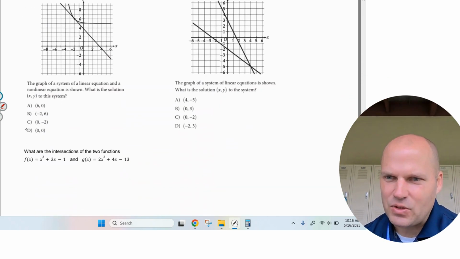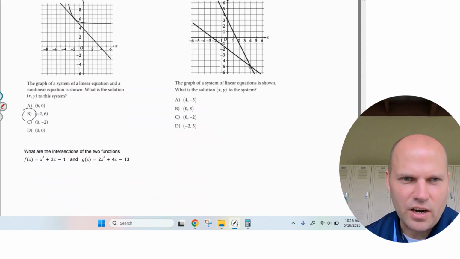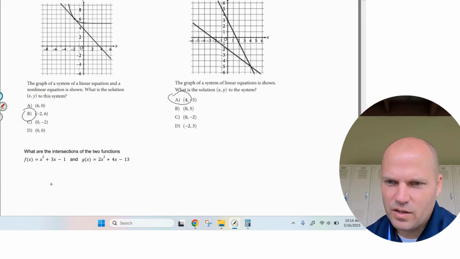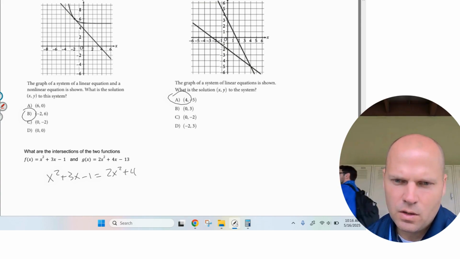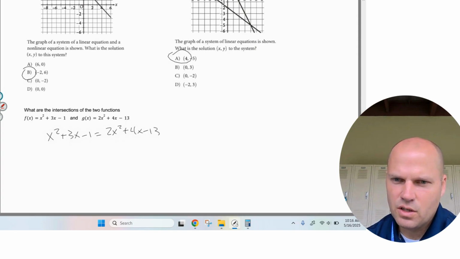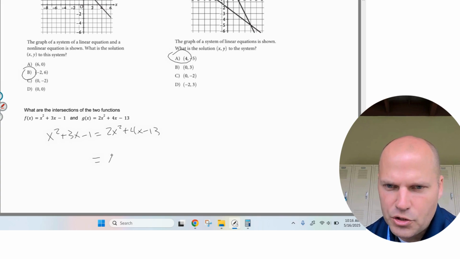We talked about solutions to the systems being the shared intersection. We learned how to set up and solve by hand intersections of functions, and we are done.